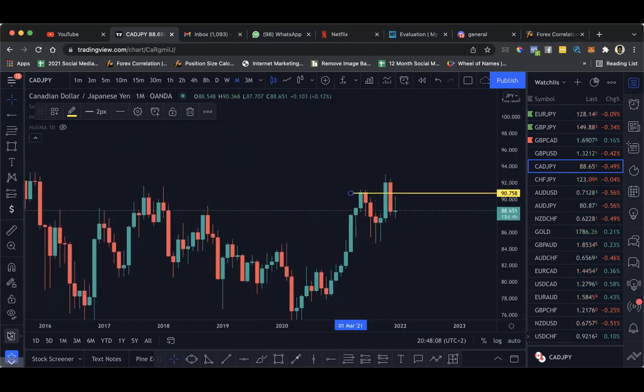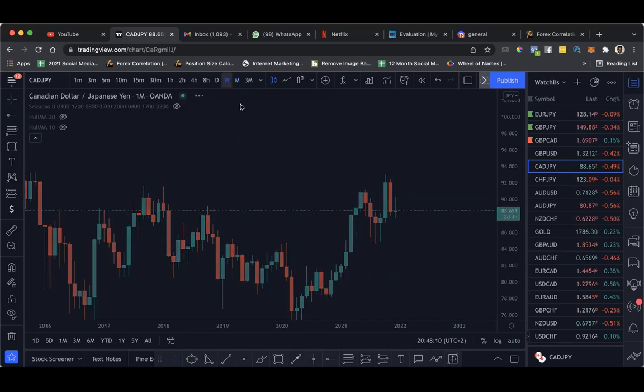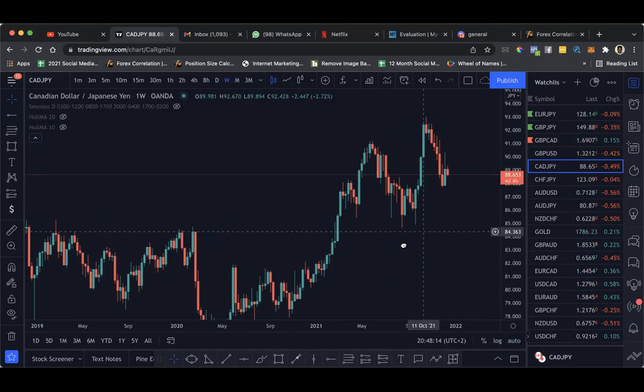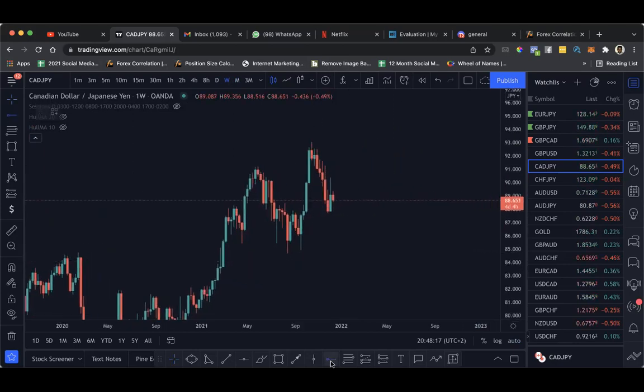Let's go to the weekly chart to have a clearer view of what the market is trying to do. So this is the weekly chart. This is the break of structure.